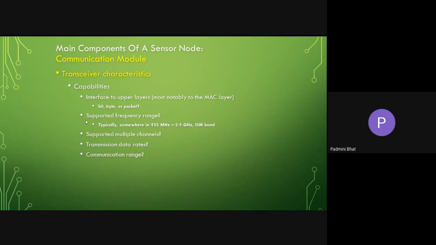Okay. Now coming to transceiver characteristics, the interface to the upper layer, most notably to the MAC layer. Then the supported frequency range also, that's what I said. Okay, we need to know. So it is somewhere in between 433 megahertz to 2.4 gigahertz, and the ISM band.